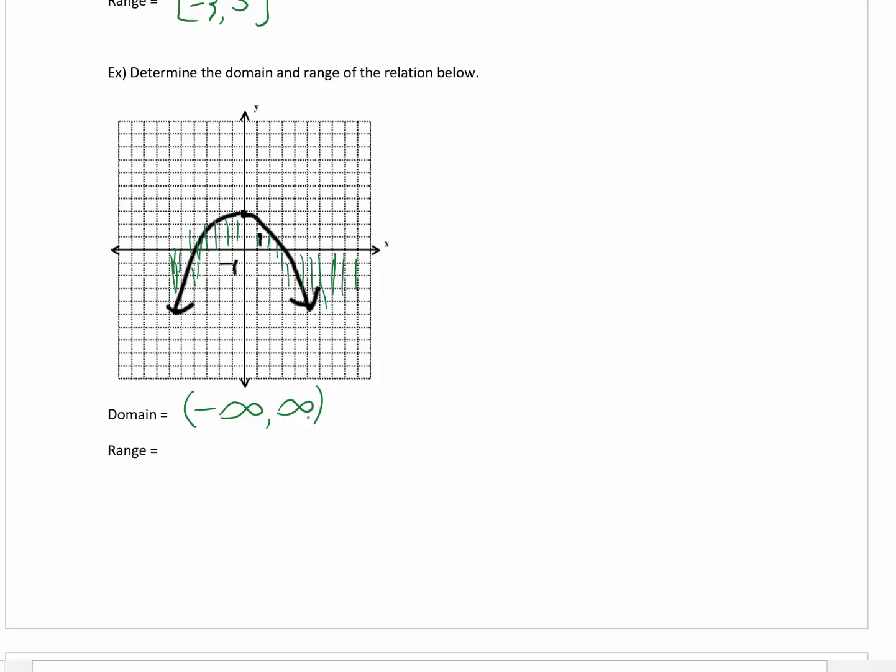Now, the range is a different story. These arrows represent that they also go down. So we know we can find range values somewhere on the parabola. So we know it's going to start at negative infinity, but it does not go up forever. In fact, the highest range value for this is right here at 3. And again, because it is a closed point there, or a closed circle, it'll be a bracket afterwards.